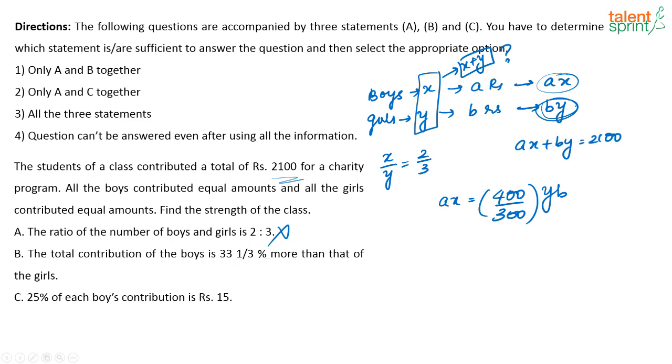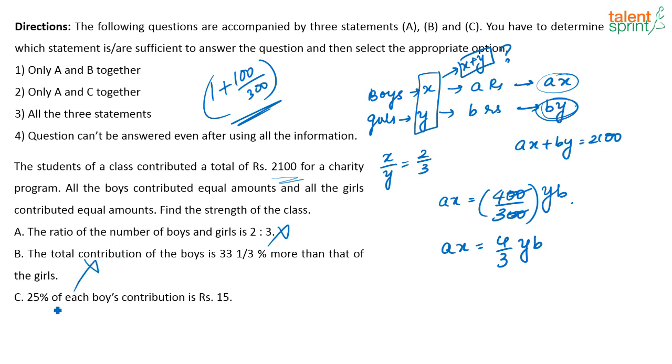See, 33 1/3% more than means 1 plus 100/300, correct? That is the percentage. So 400/300 times, or 4/3 times YB. So this is what I know from the second equation. I know 4/3 times YB. So again, using the second equation alone, am I able to find out what is X plus Y? I don't know. I am not able to find out what is X plus Y. So not this one. Now look at the third statement.